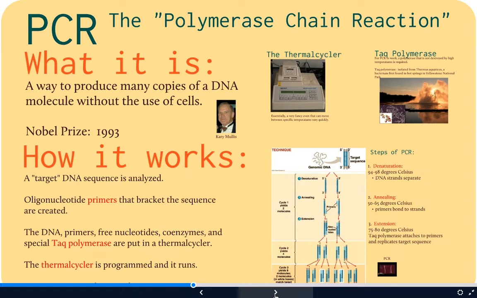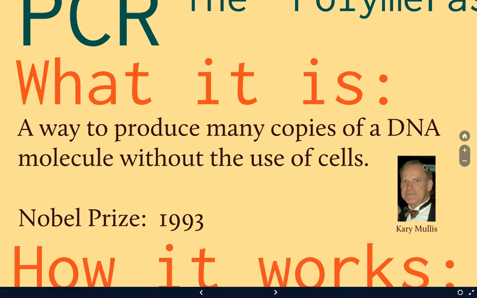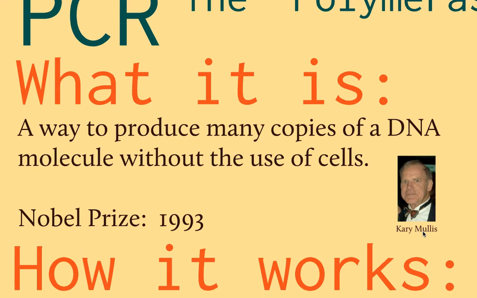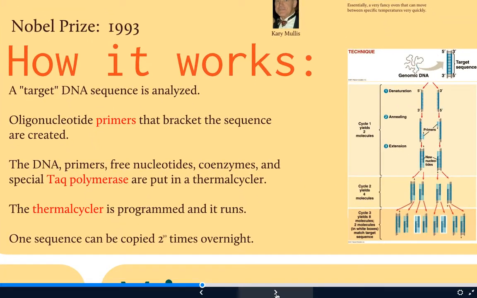All right, here's PCR, or polymerase chain reaction. It's a way to produce copies of DNA without the use of cells. This won a Nobel Prize in 1993. And an interesting story with it, Dr. Kary Mullis, very famous, used to surf a lot, live out of his van, and came up with the idea when he was out surfing one day. Won a Nobel Prize. All right, so how it works.